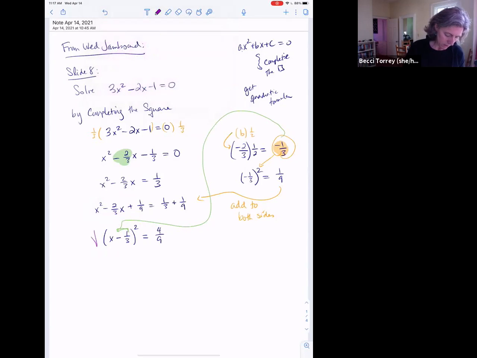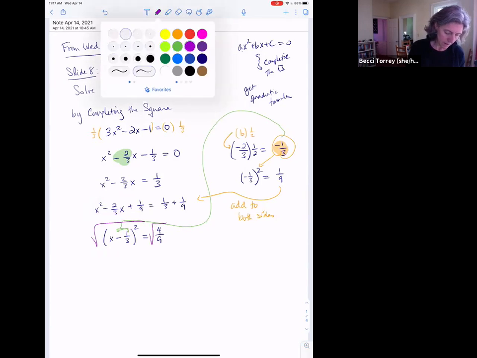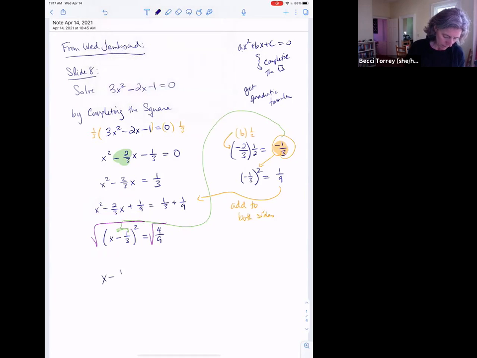So we're going to now take the square root of both sides, and we get x minus 1/3 equals plus or minus the square root of this side, and the square root of 4 is 2, and the square root of 9 is 3. So in this case, we even have nice perfect squares. And so we get x equals 1/3 plus or minus 2/3.